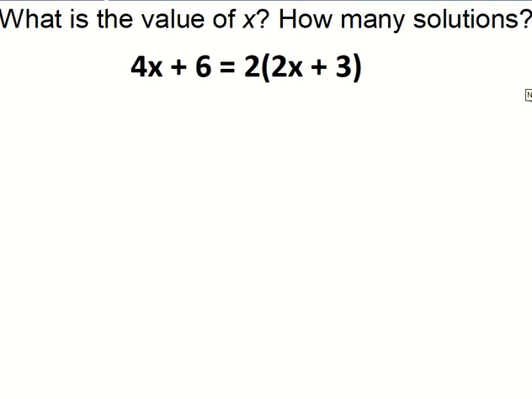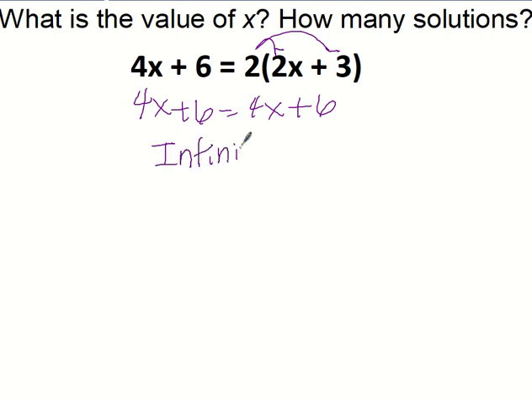All right. So again, maybe pause, try this one out, see if you can get what the value of x is and how many solutions we have. So hopefully you distributed first. We get 4x plus 6 equals 4x plus 6. So you actually could stop here and just say infinity, or as the book says it now, identity. Can't spell identity. There we go.